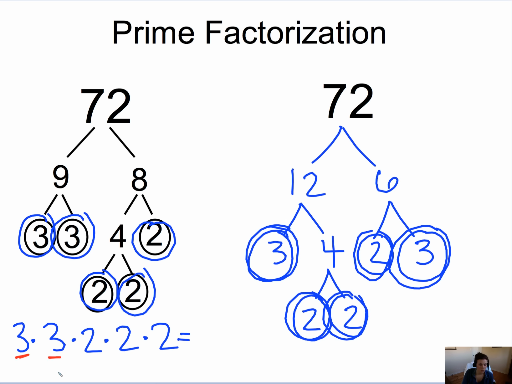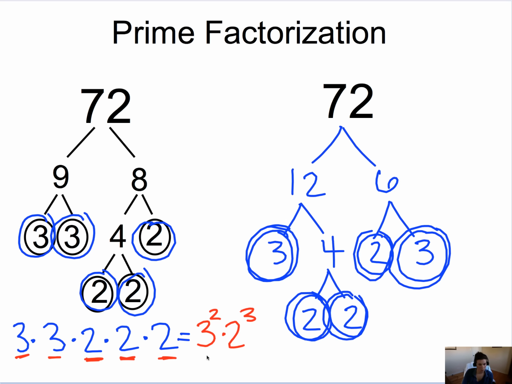So what is my first base? My first base is 3. How many times did we multiply 3? 2 times, so that would be 3 squared. My next base is 2. I need to put times in here. 2, how many times did we multiply 2? 1, 2, 3, so that would be 2 to the third power.